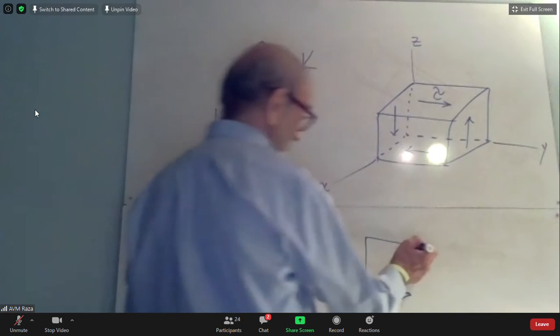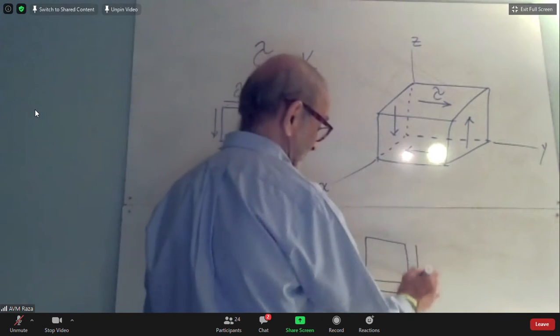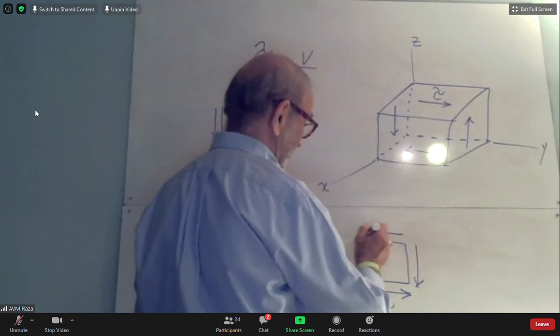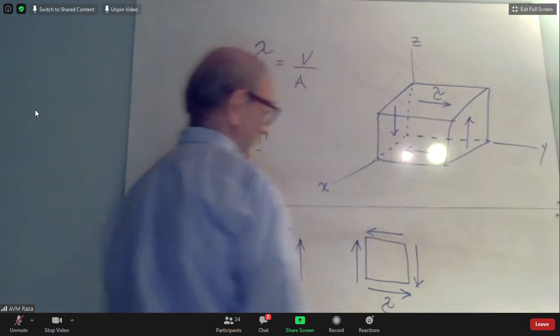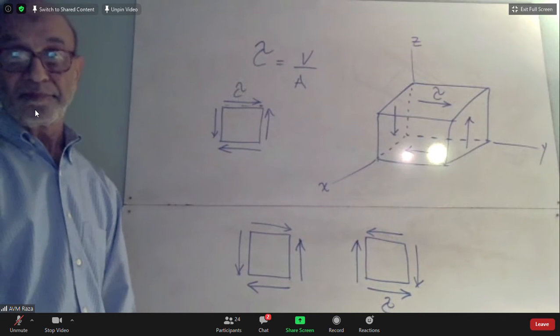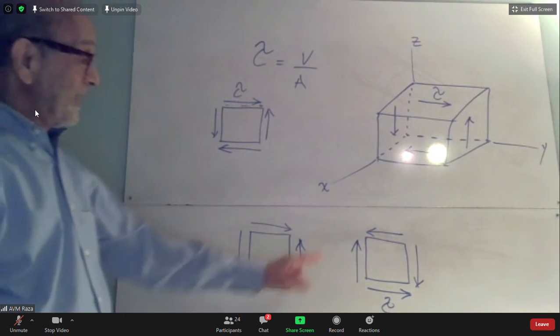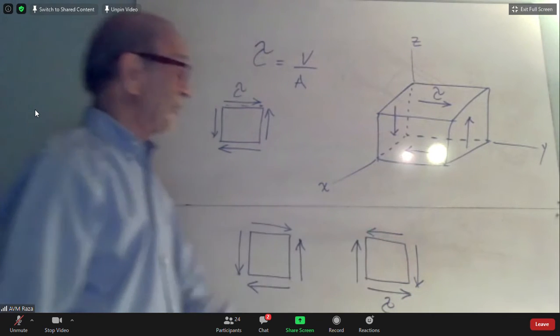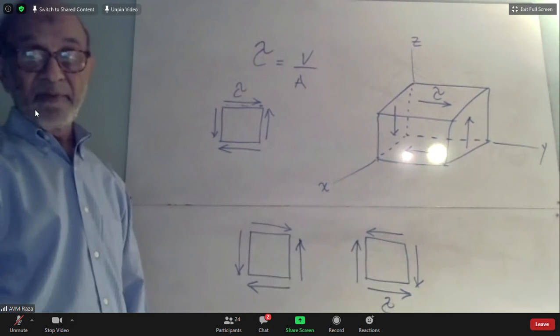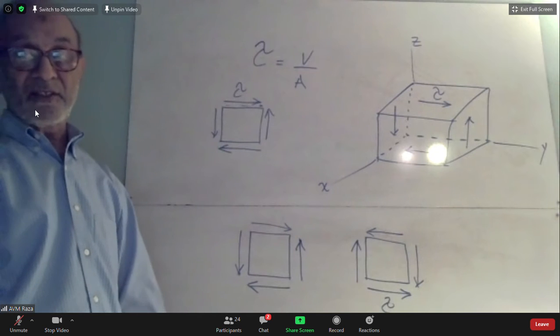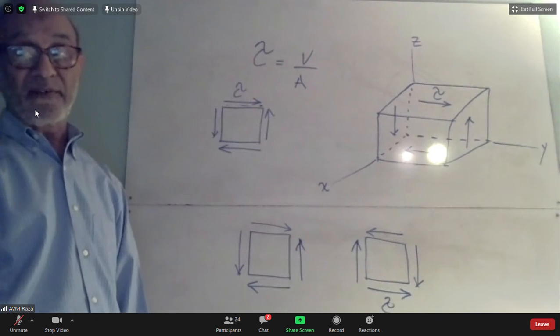And to compare your answers, you can see this will be like this, and this will be like this. That's the correct way. You will always have to be showing at least 4 taus in a two-dimensional thing. And this brings me to the next topic, which is called the general state of stress.